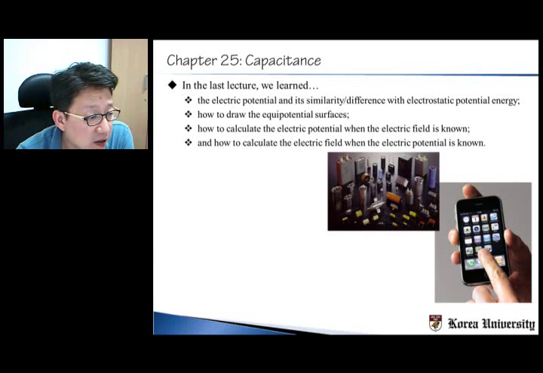Take a look at the photograph here. There are many small and large devices. Can you recognize what these are? Actually, these devices are called capacitors, and capacitors are devices that we use to store electric charges.